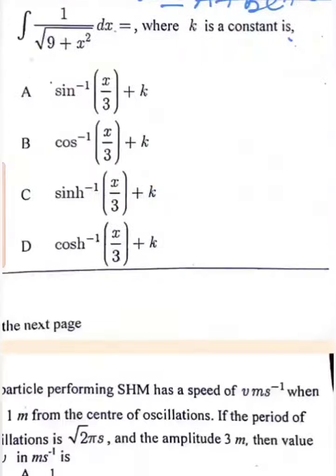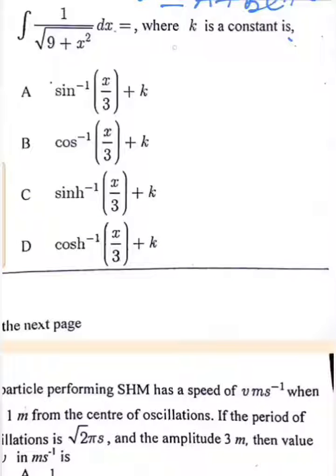In the next question, we have integral of 1 all over the root of 9 plus x squared dx, where k is a constant, and we have these options. Actually, in integrals where you have 1 all over the square root of either the sum or difference of two squares, you would have to use a standard formula.